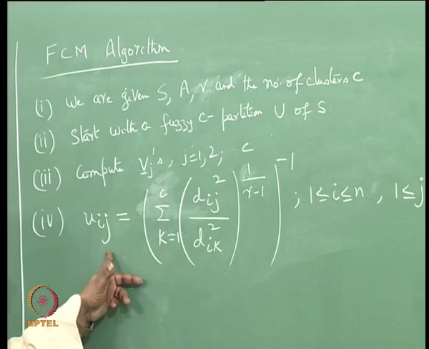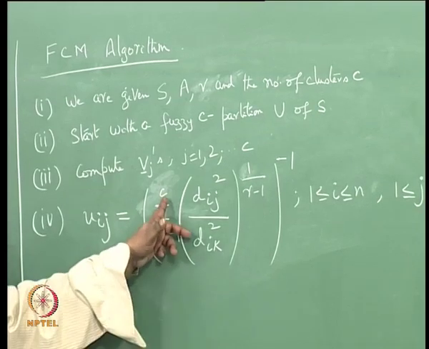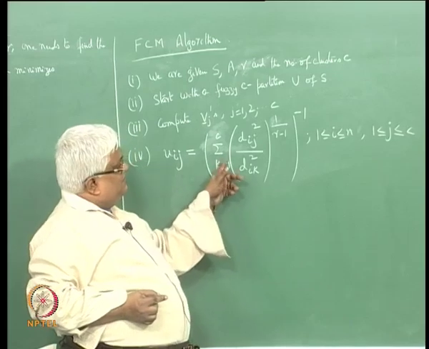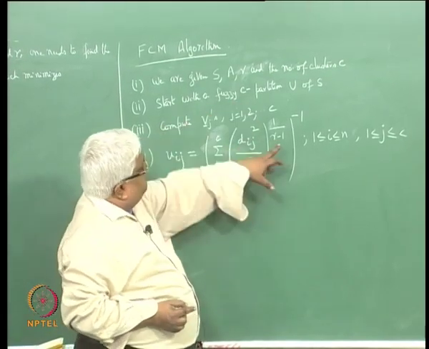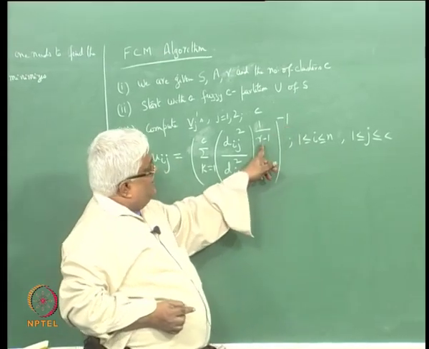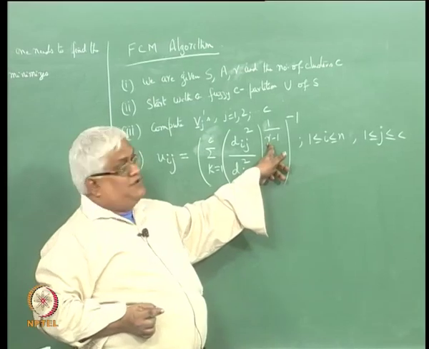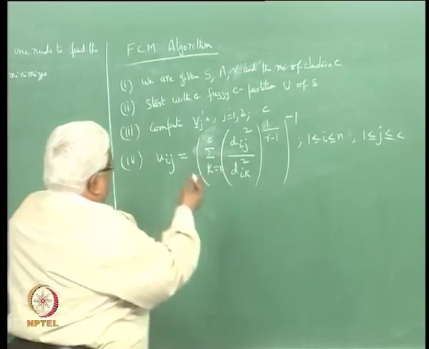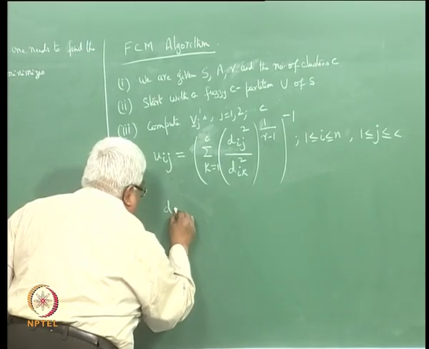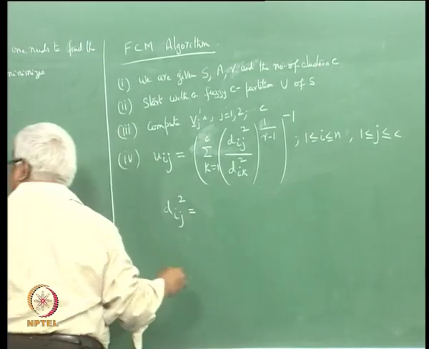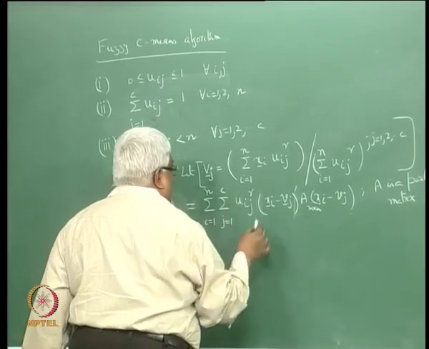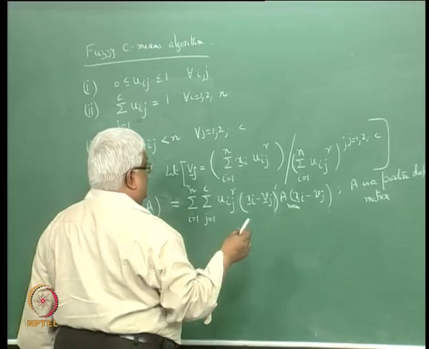The expression for U i j is this: summation k is equal to 1 to c of d i j square by d i k square, this thing to the power 1 by r minus 1, and whole to the power of minus 1. Here r is greater than 1, that is used, then you can write r minus 1. What are this d i j square and d i k square? k is equal to 1 to c, and d i j square is this portion.